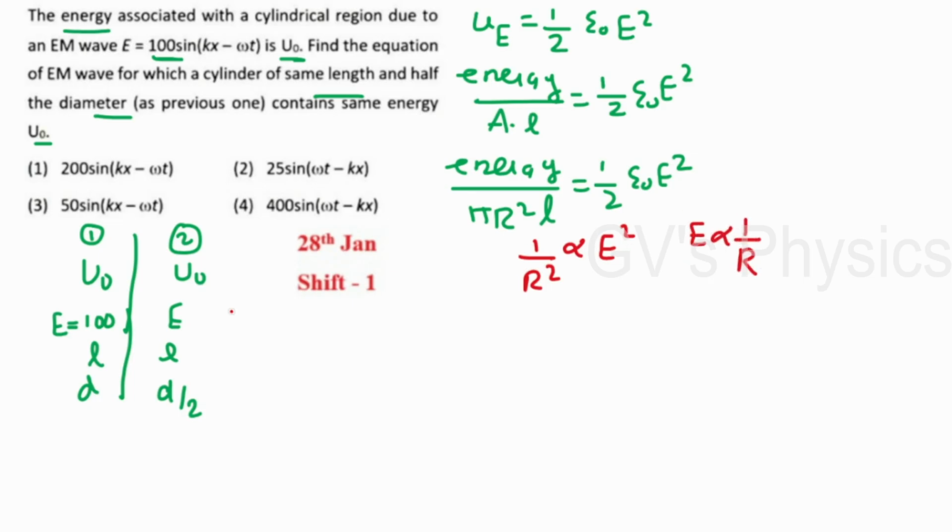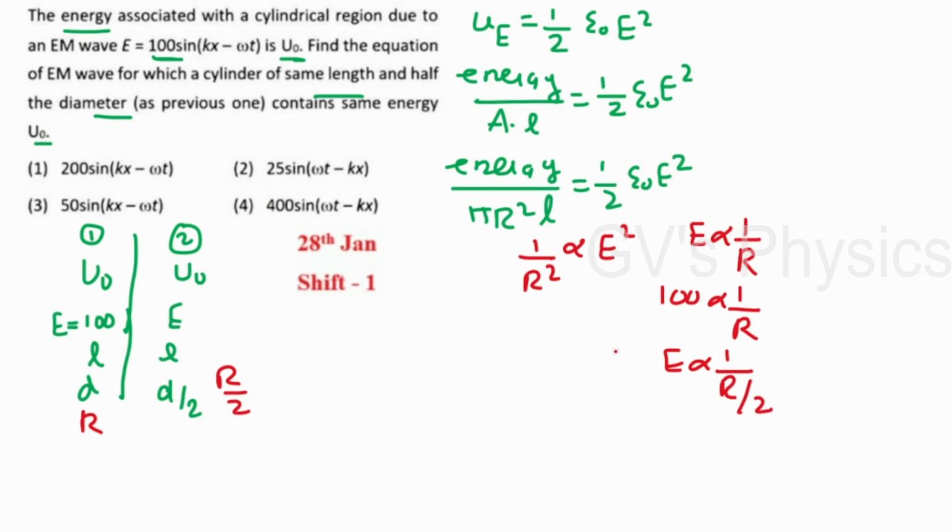Now we will substitute the conditions. In the first condition, the maximum electric field is 100. So 100 is inversely proportional to radius R. And coming to the second condition, we have to find the maximum electric field. E is inversely proportional to, since the diameter became half, the radius also will become half. So we can write it as R by 2.